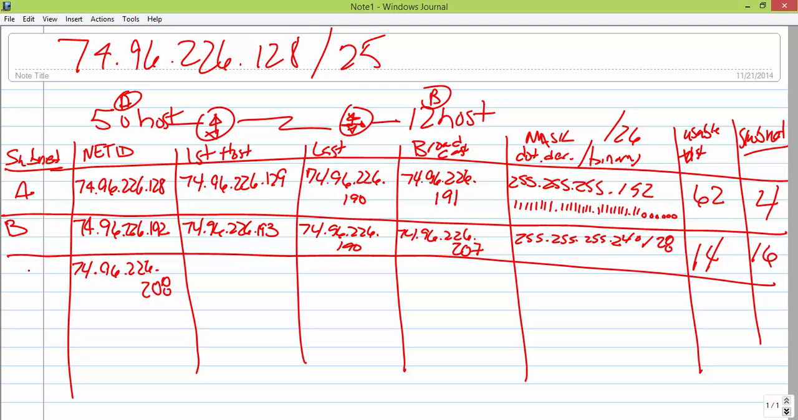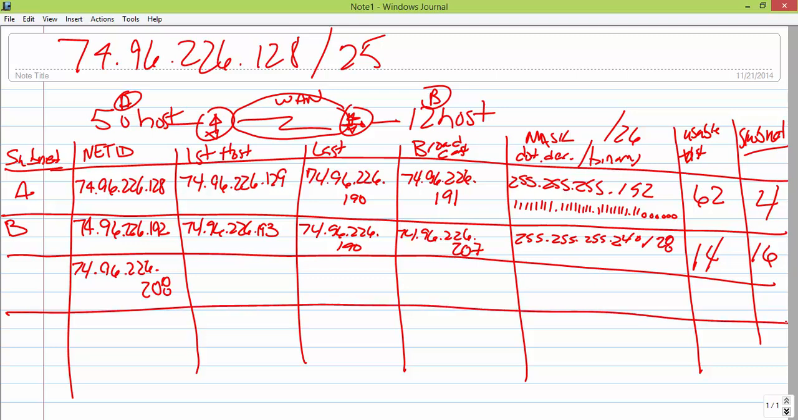Now if you look at this, you may think that you have finished, but you have not. Don't forget about this subnet here. That is your WAN. And a WAN needs 2 usable hosts. So remember what I told you with your magic numbers. It's always going to be the /30, because it's going to be 255.255.255.252, since you need 2 usable hosts.